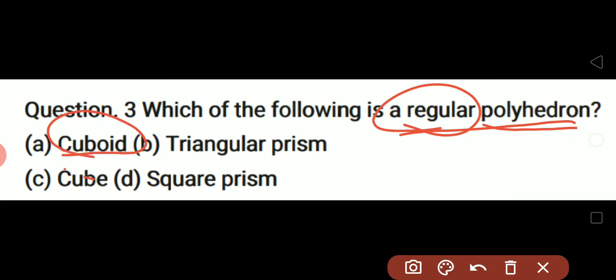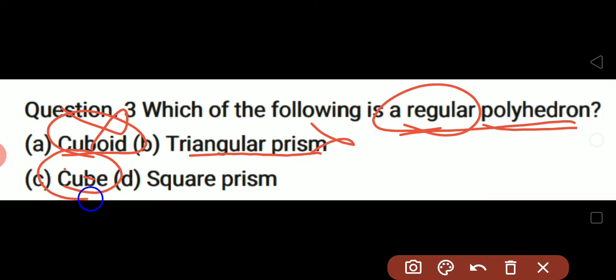A cuboid is made up of rectangles, and a rectangle is not a regular polygon, so it is not possible. A triangular prism has a triangle at the base and a triangle at the top, two congruent figures, but the side faces are not congruent to the top and bottom, so it is not.